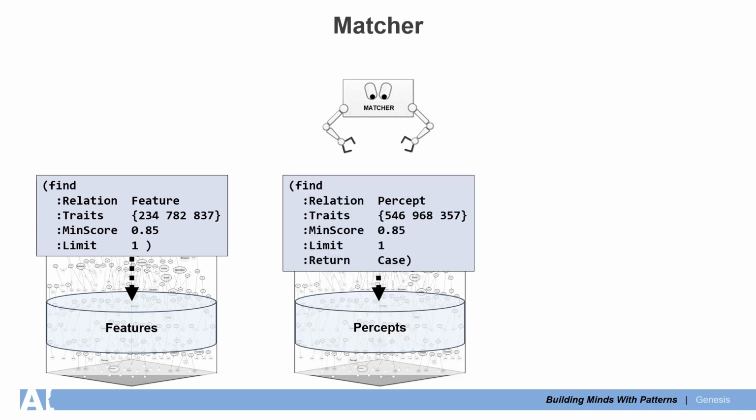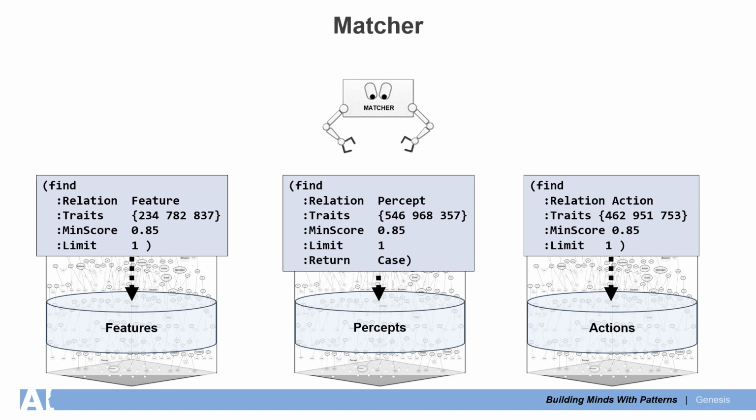In addition, the perceiver also hands the matcher a request for a percept. The partition of percepts is different from the partition of features. And a request for an action will further look in the action partition of the totality for candidate matches. Each relation isolates a different set of schemes.